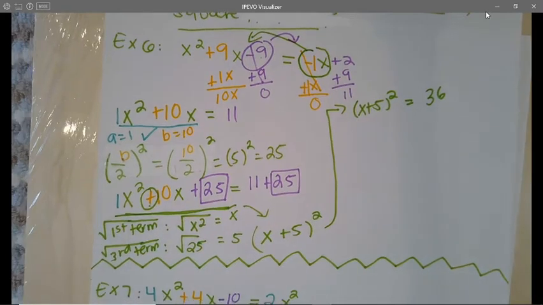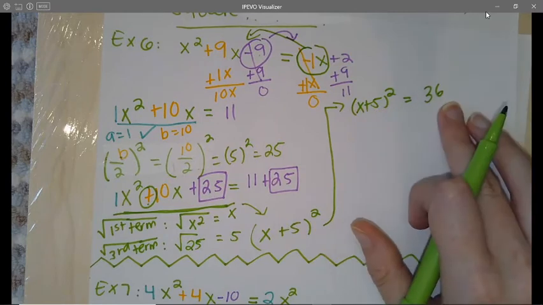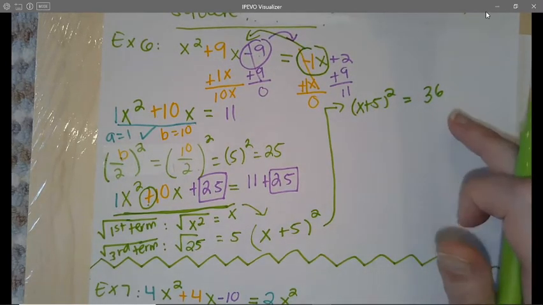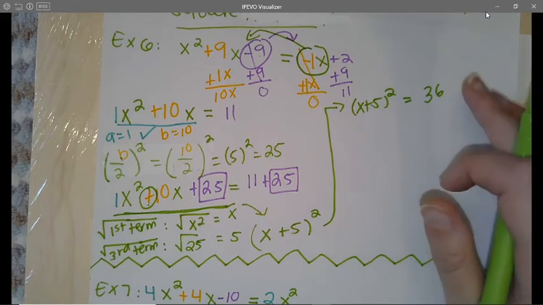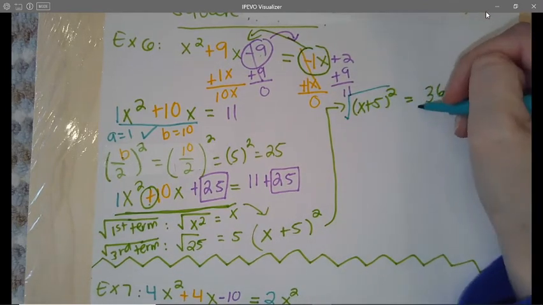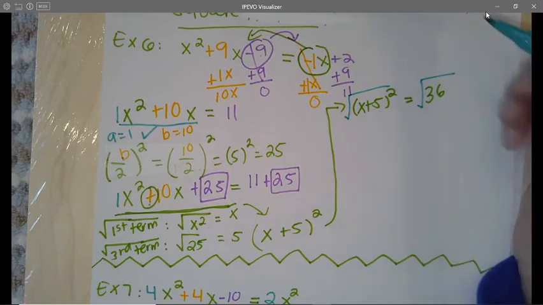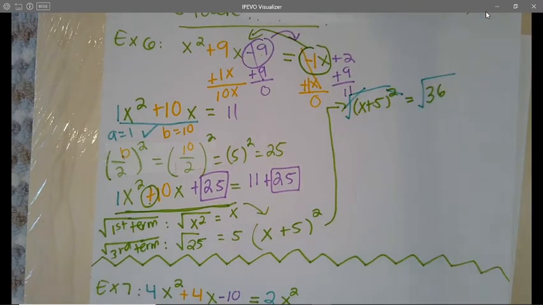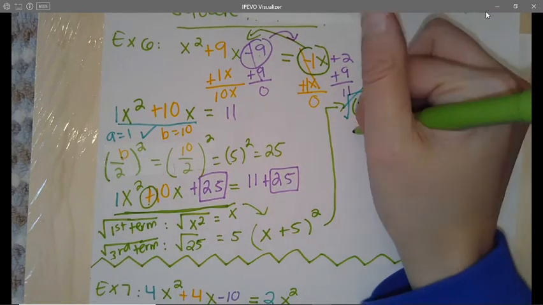To solve for x from here, I'm going to be square rooting both sides and solving for x, which should look very similar to what we did in example 1 and 2. So if you want to take it from here and see if you get it right, go for it. Otherwise, let's start square rooting. I'm going to square root both sides of the equation. The square root will cancel out the squared, and what I'm left with is x plus 5.